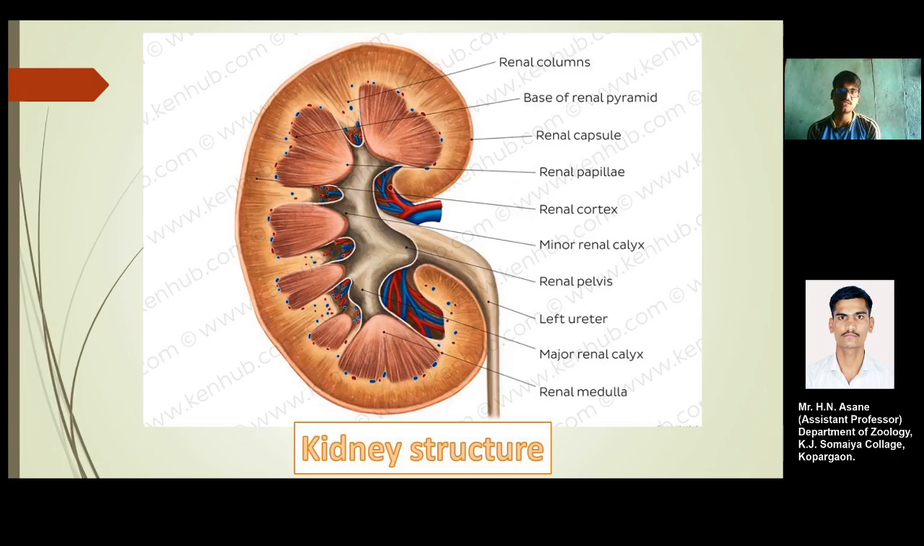It possesses the renal columns, which are the various arteries and veins, the venules, from the medium-sized arteries and veins. At the base of the renal pyramid you will see the renal capsule. You will see the renal papillae, the renal cortex, the minor renal calyx, and the renal pelvis. You will also see the major renal calyx and renal medulla.